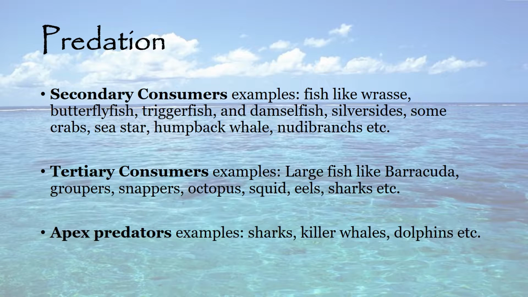And then tertiary consumer examples: large fish that will eat those secondary consumers, like barracuda, groupers, snappers, octopus, squid, eels, sharks, etc. And then there's apex predators, which are those tertiary consumers that don't have predators. So the apex predators of the oceans are sharks, killer whales, and dolphins. I think also albatross is an example, and there's a few more.